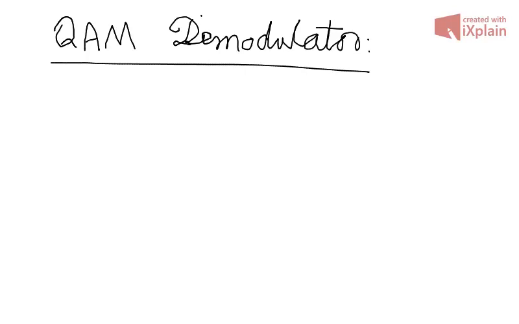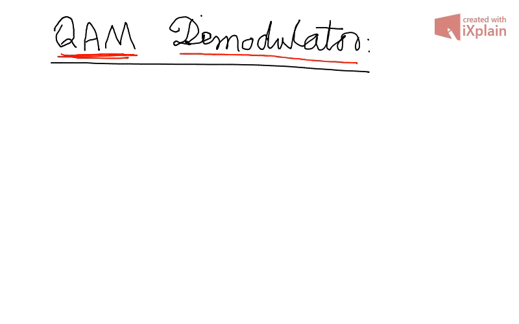Our topic today is QAM Demodulator. QAM stands for quadrature amplitude modulation. So we will see the demodulator at block level today, and we will see how each block, how each branch processes the received signal.